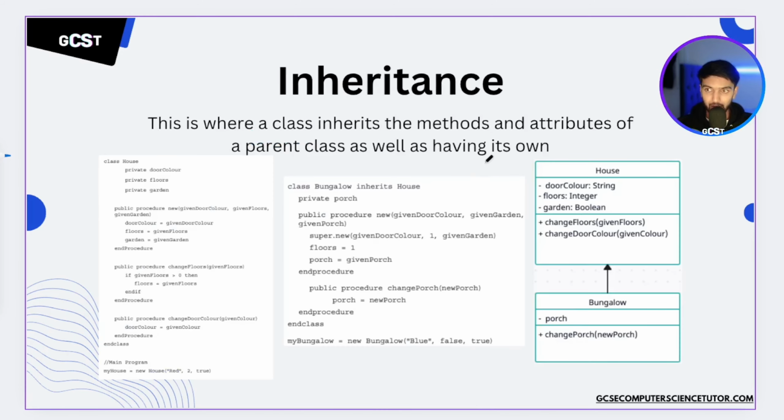Now, the second buzzword or rule or keyword that you need to know when it comes to object-oriented programming is inheritance. So what this is, is where a class inherits the methods and attributes of a parent class, as well as having its own.